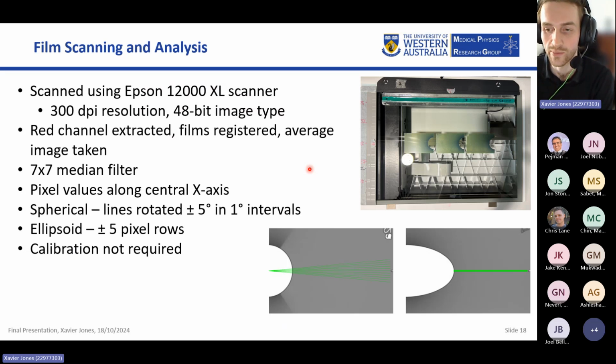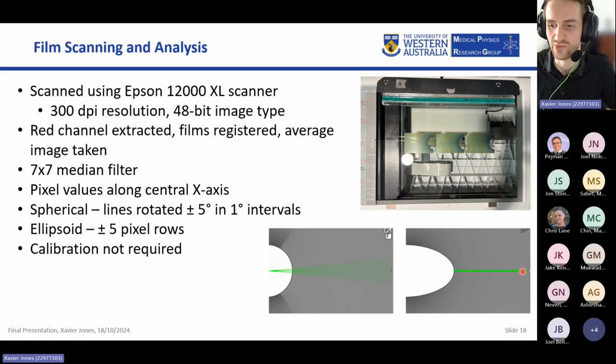To produce PDD curves, pixel values along the central X values were extracted. For the spherical applicators, values along lines rotated by plus or minus 5 degrees in intervals of 1 degree were extracted, whilst for the ellipsoid, values along lines shifted plus or minus 5 pixels were taken. The average pixel values were used to produce percentage depth dose curves.